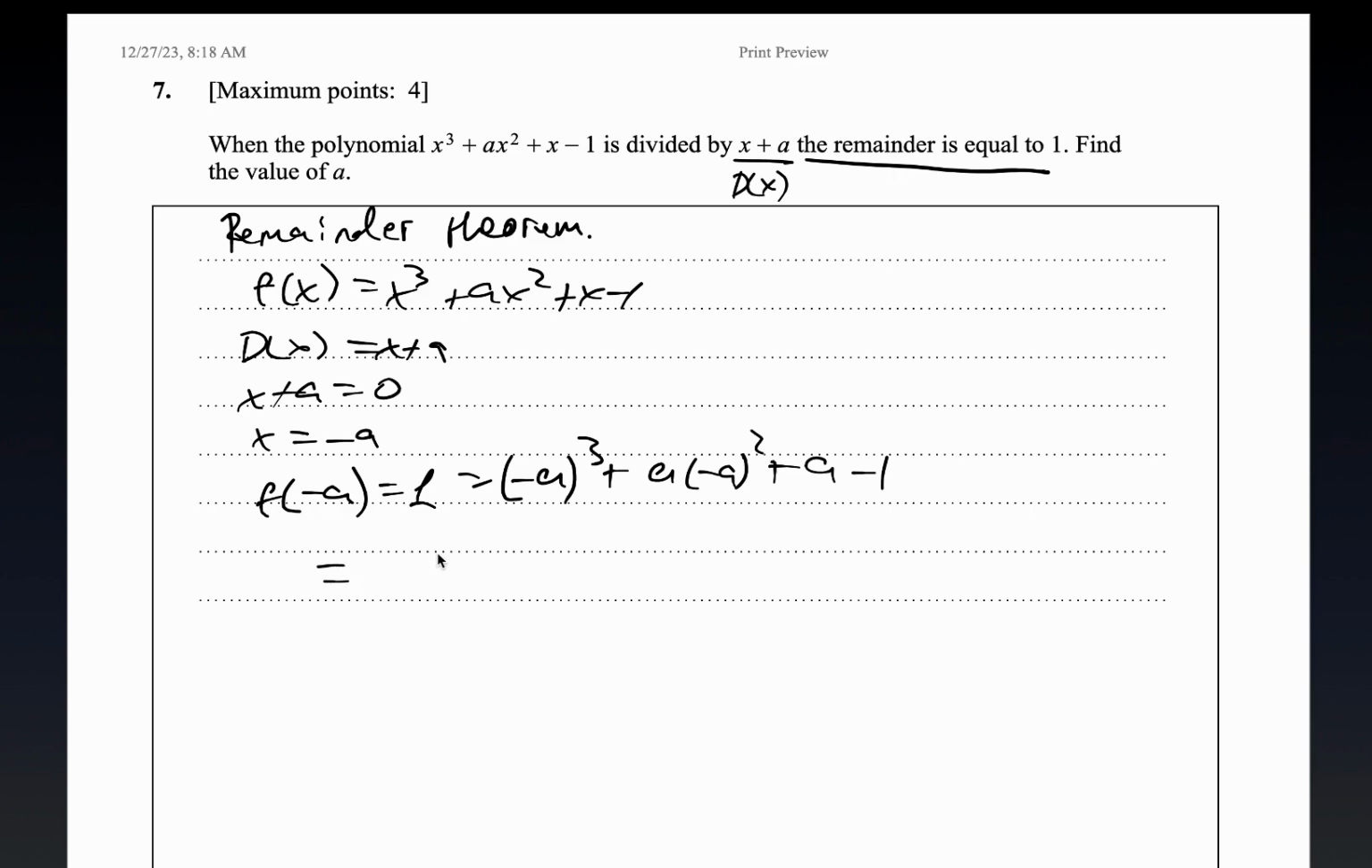And we get here negative a cubed plus a squared times a, which is a cubed, plus a minus 1 is equal to 1. Negative a cubed and a cubed cancel out, so a minus 1 is equal to 1, and a is equal to 2. That's it. We found a.